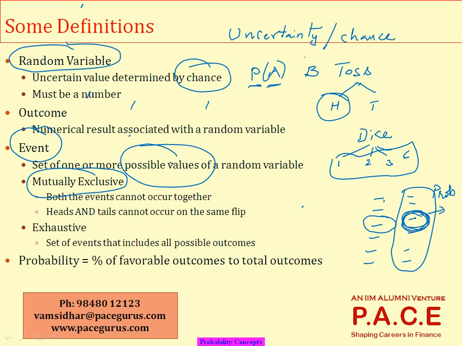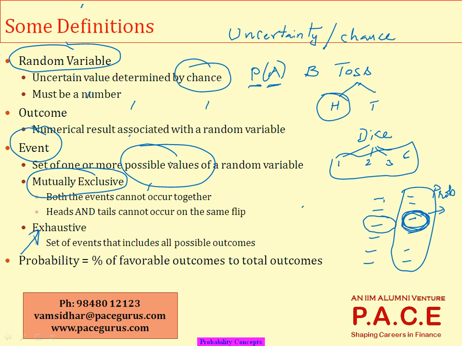And as far as events are concerned, I also need to understand a term called exhaustive events. What do I mean by an exhaustive event? If a particular set of events taken together includes all the possible outcomes, they are exhaustive.